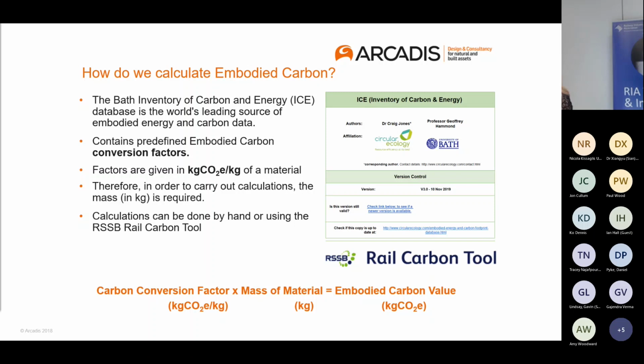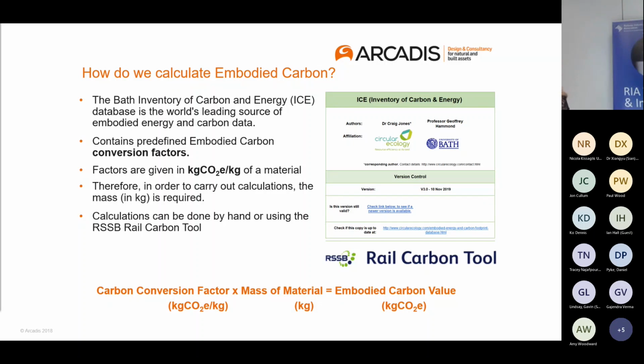So the only calculation we have to do, in addition to all the existing ones we already are doing as part of the design, is calculate the mass in kilograms of each material used within the project. This is then multiplied by the conversion factor that we get from the inventory to produce an embodied carbon value.